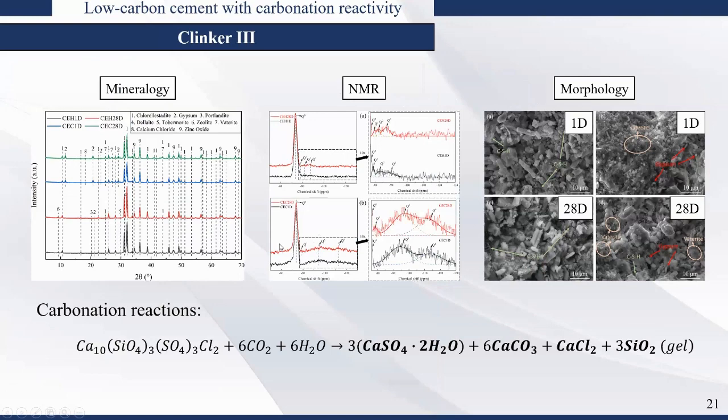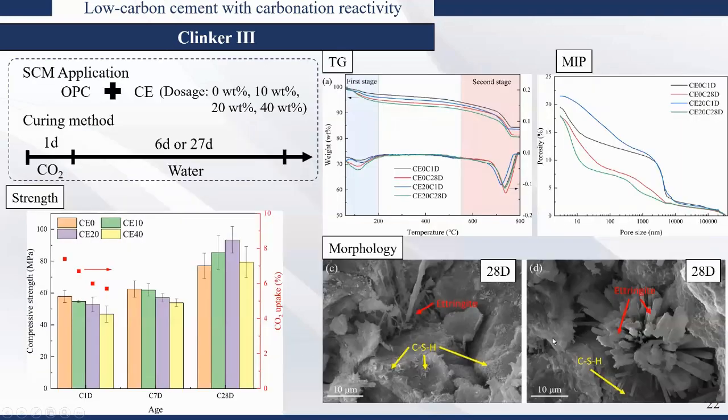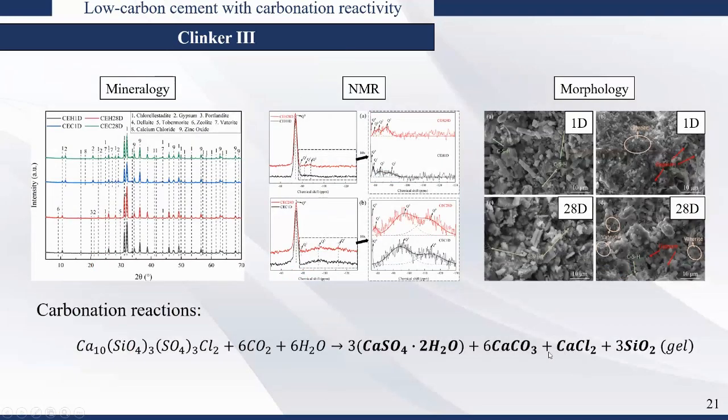So basically, we came up with the carbonation reaction formula. When CE interacts with CO2 and water, it forms gypsum, calcium carbonate, calcium chloride, and silica gel. It actually decomposes into calcium chloride, which is not that good because chlorine is problematic when concrete involves reinforcing bar, steel bar. Chlorine can trigger durability issues. So this material can be used, but only in concrete without reinforcement.